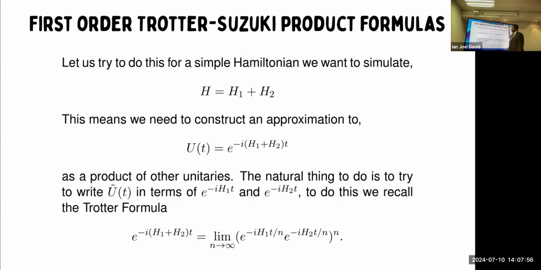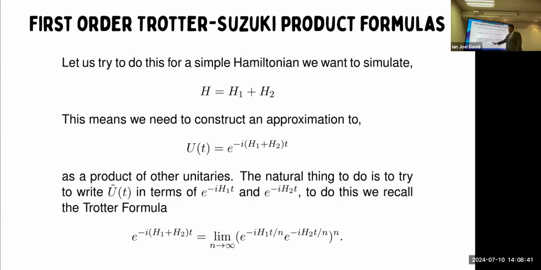So if this is what our Hamiltonian is, then we need to construct an approximation to the time evolution operator, which is e to the minus i (H1 plus H2) t, as a product of other unitaries. The natural starting point is to use the unitaries e to the minus i H1 t and e to the minus i H2 t. So these on their own are individual unitaries. And if we can write down an approximation that is a product of these two things, and we can show that it approximates the time evolution operator, then we have our approximation that will solve the quantum simulation problem.